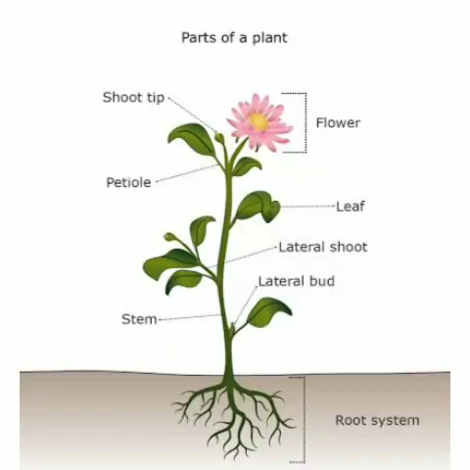Okay class, so now we are going to start parts of plant. If we look at the figure given here in the picture, we can see that under the soil the first organ is our root system. From the root system we can see that there are many roots. The thick ones are known as primary and the thin ones are known as secondary roots.